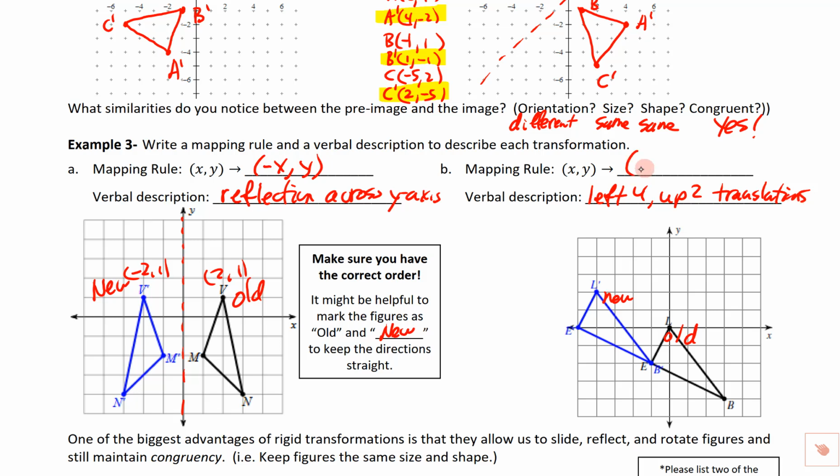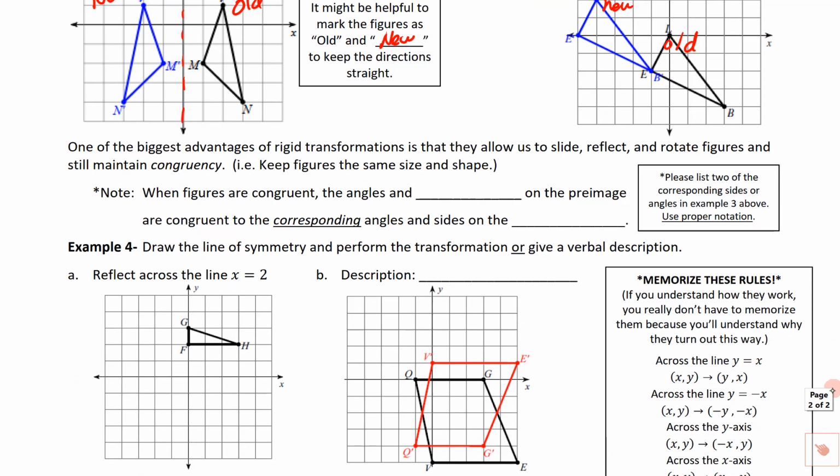The rule for this: if you want to go left 4, you're going to take the x's and subtract 4. And if you want to go up 2, you're going to take the y's and add 2. Okay, now let's come down here and talk about the last little bit.